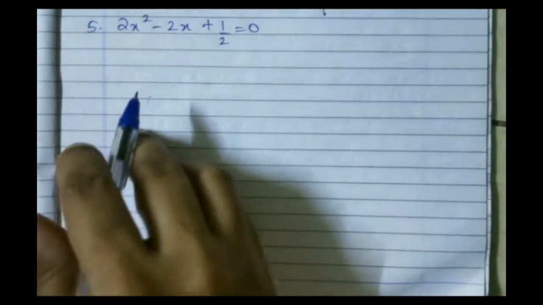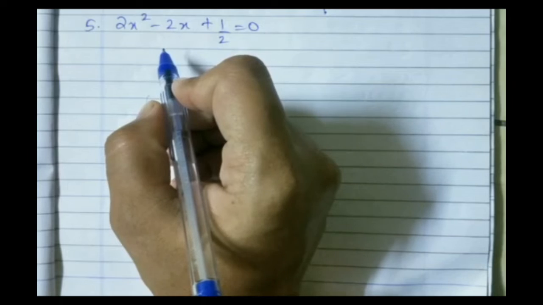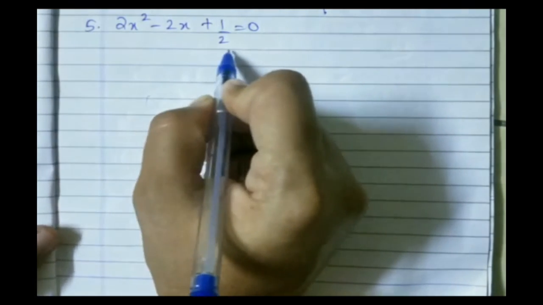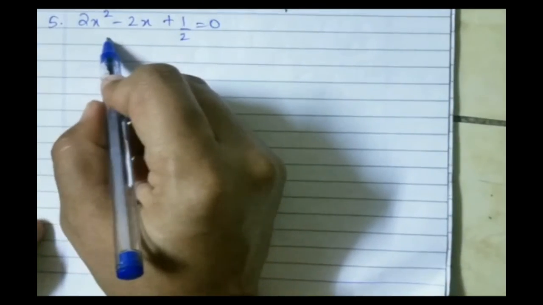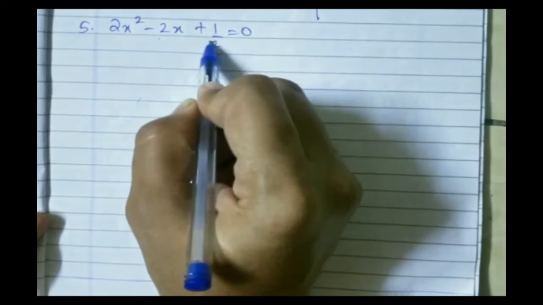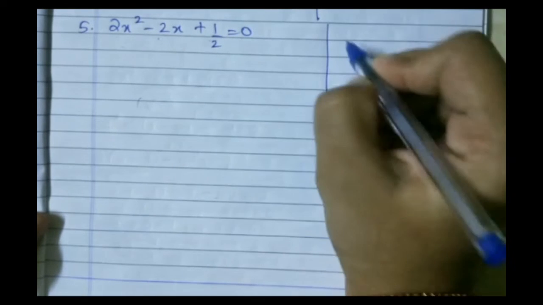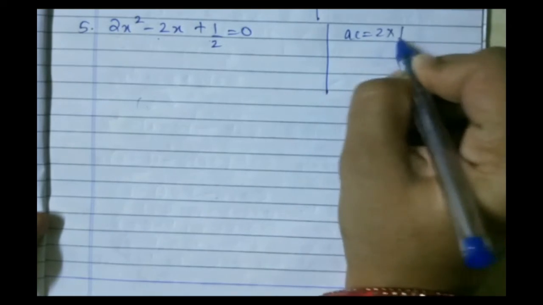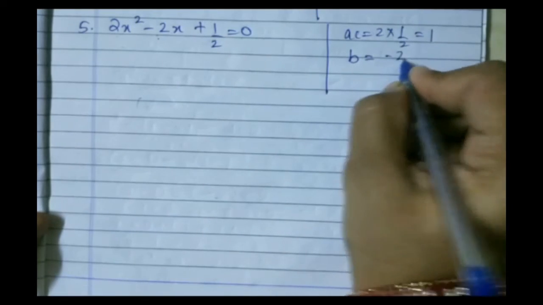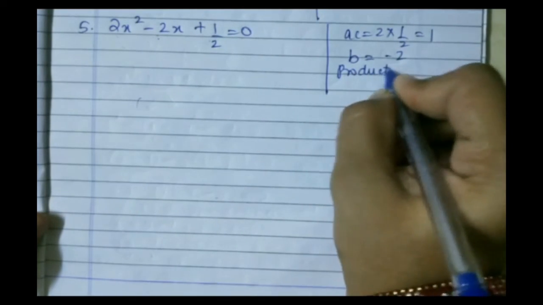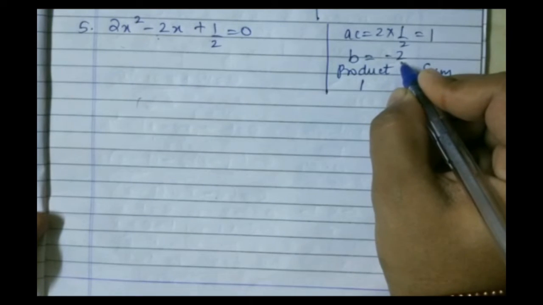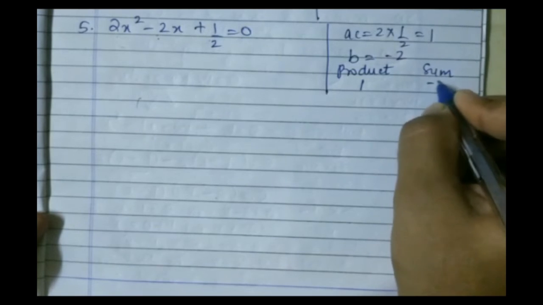Let's do question number 5. That is 2x square minus 2x plus 1 by 2 equal 0. So I will check whether it is in the standard form or not. So it is in the standard form, ax square plus bx plus c equals 0. Let's compute ac now. So ac will be 2 into 1 by 2, that is 1, and b is going to be minus 2. Now I write the product. Product is always the ac, so that is 1, and the sum is always the b term, so that is minus 2.